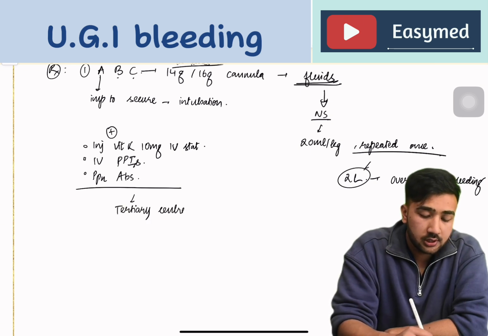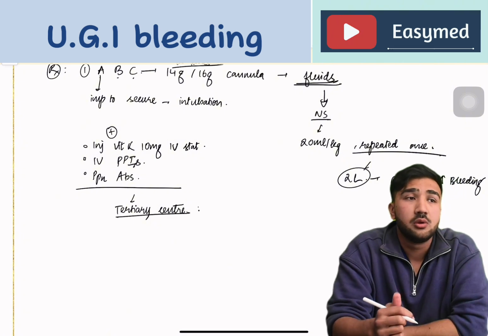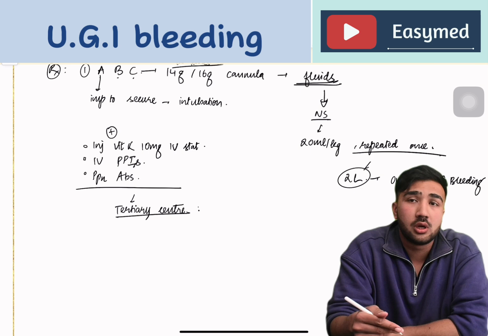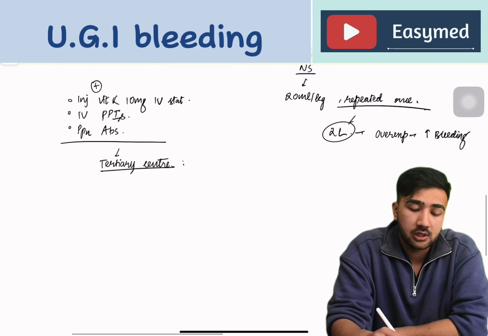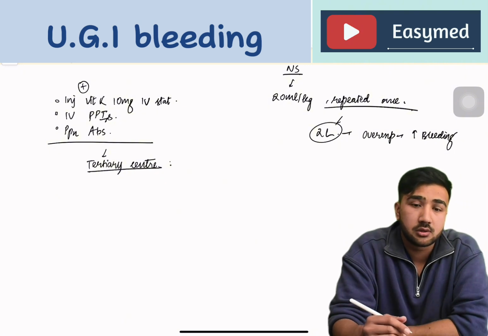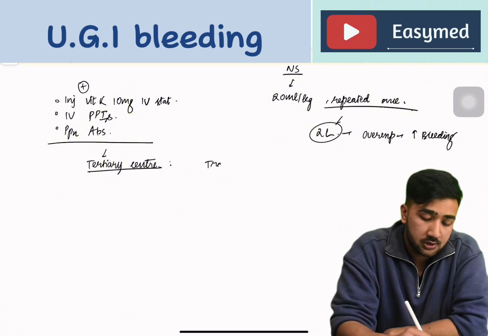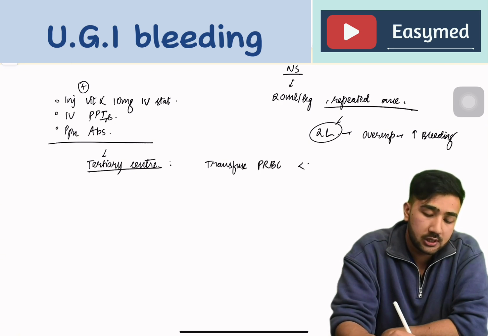अनि tertiary center मा पनि we do the same things as mentioned above. We secure the airway, we give oxygen, then we secure the IV lines, and we start with the fluids. But extra thing that can be done in the tertiary centers are, because of the available resources, we can also transfuse PRBC if the hemoglobin is less than 7 gram per dl.